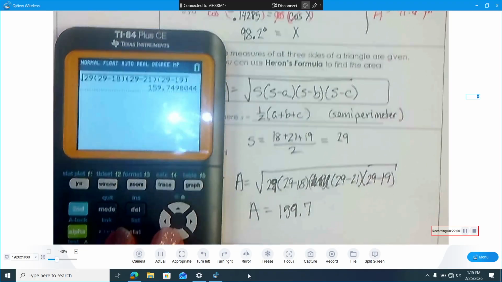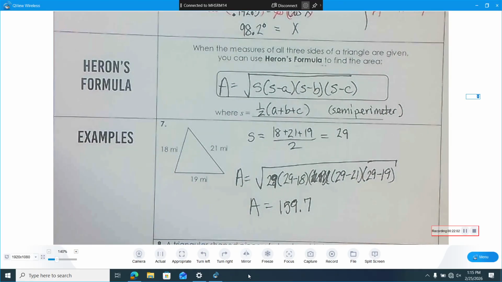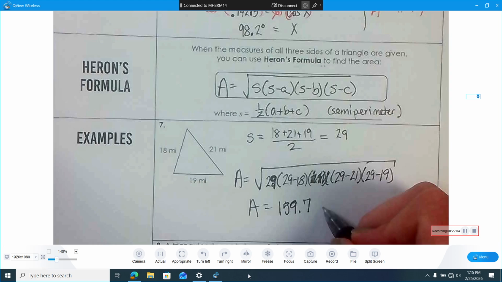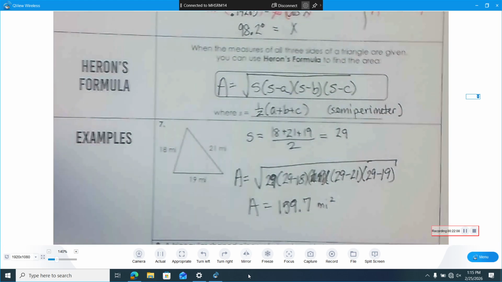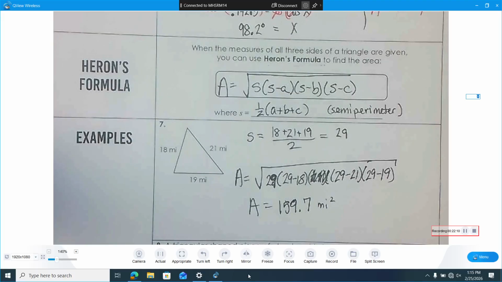Okay. All right. So that's Heron's area formula. It's kind of really random, but hey, it's amazing what they figured out 1,000 years ago. Right? Okay. Do you have questions for me?